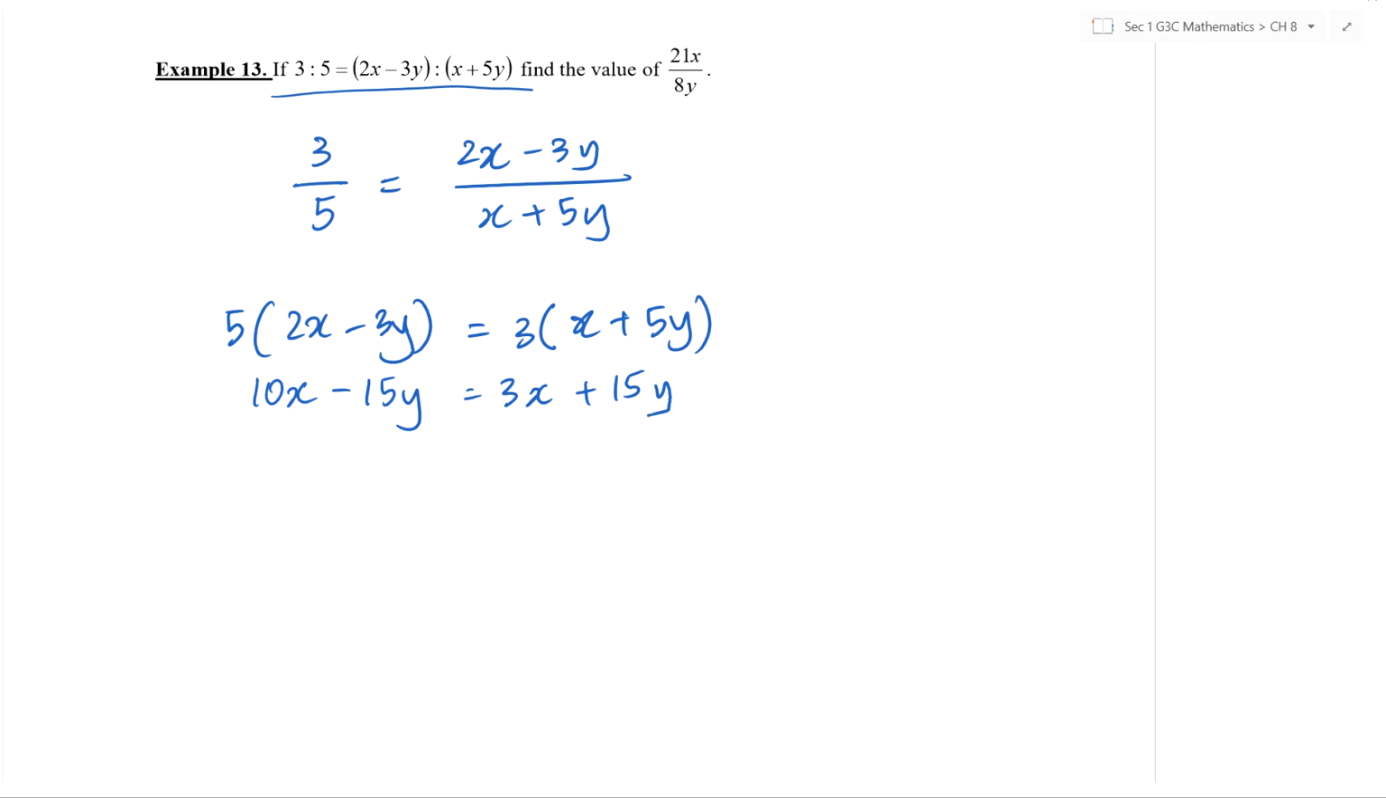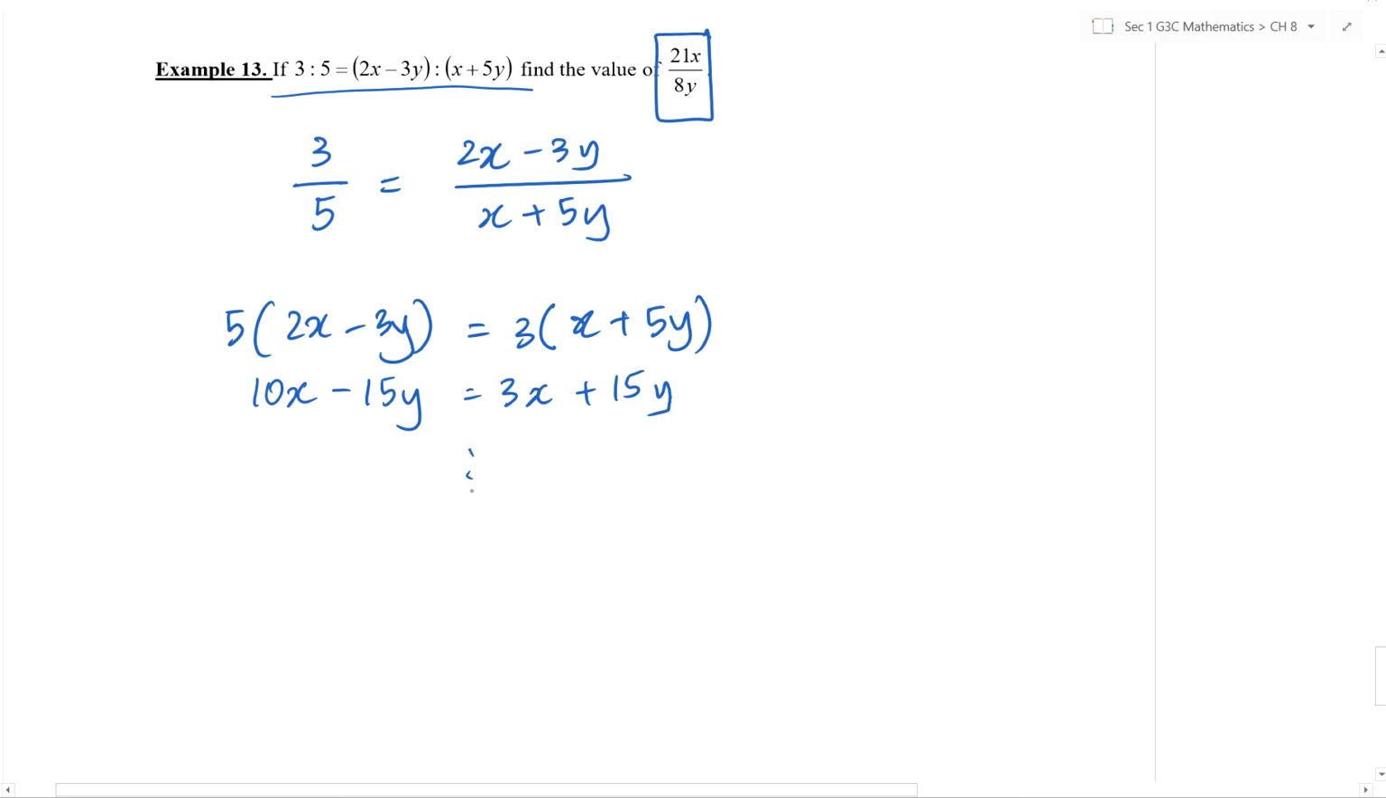Now we want to group the terms together. All the x together, all the y together. Because I know that I'm eventually going to find an x over y. I would like to put all the x on the left hand side and all the y on the right hand side, so that in my final step, I just divide by y and then I'll get x over y. You get what I'm saying?